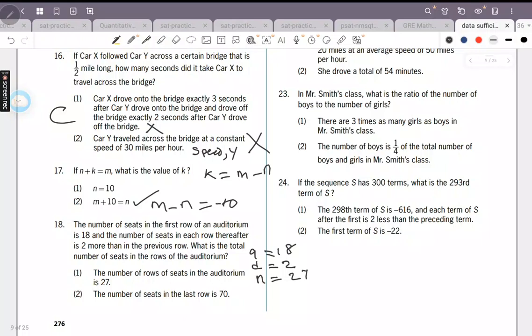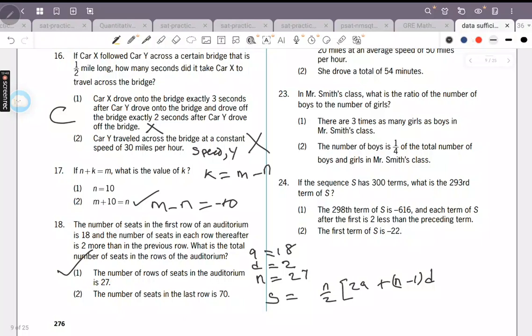27. So for statement 1 we use the formula that states S equals n over 2 times 2a plus (n minus 1)d. We have everything needed to solve this. We have n, we have d, and we have a, the first term. So that is sufficient. Statement 2 is the one we use most of the time. Last week we used it at least 3 different times while solving the sum. The number of seats in the last row is 70.